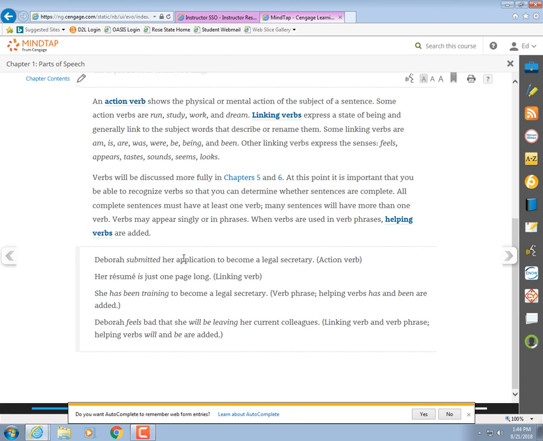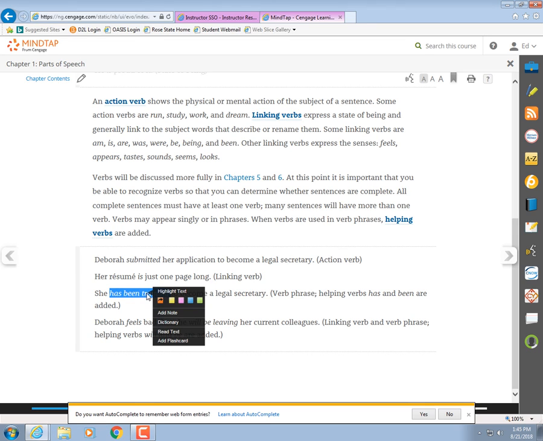Here is just a regular action verb. Deborah submitted her application to become a legal secretary. That's just an action verb. Her resume is one page long. So the word is has no action, so it's linking. Am, is, are, was, were, be, being, and been. But now, here is the word been. That's linking. But if it's used to complete the meaning of another action verb, then it's just called a helping verb. So now she has been training. So that becomes what is called a verb phrase.